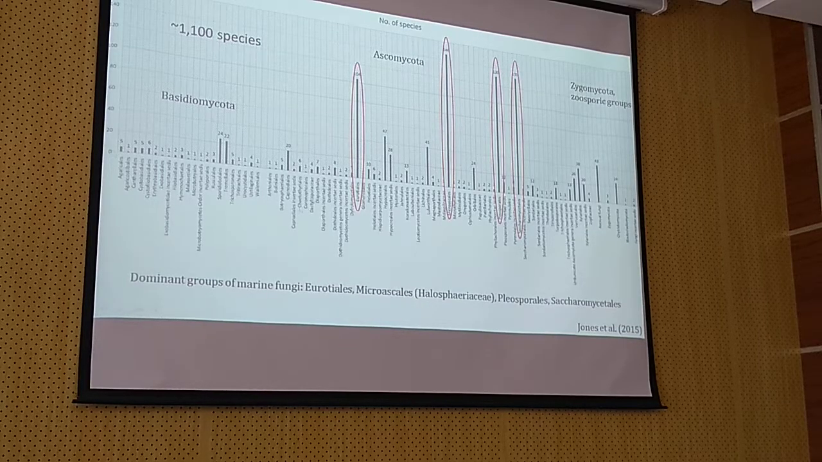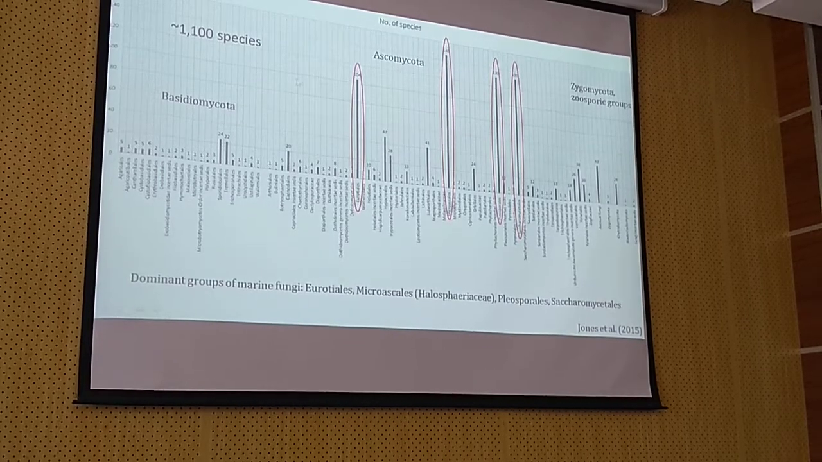And about a few percent of marine fungi belong to the Basidiomycota, which is the group you know the best, the mushroom group. And for the rest, there are other groups like Chytridiomycota and also zoosporic organisms, and they only comprise part of the total number of marine fungi.